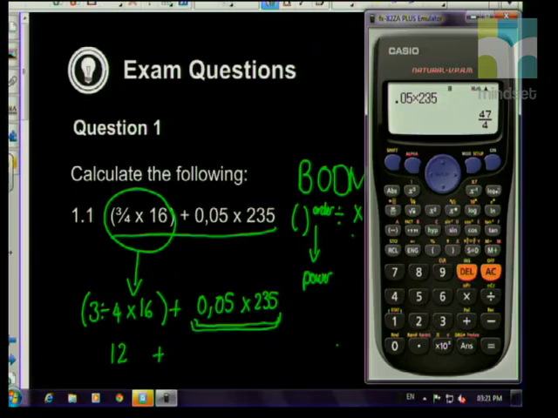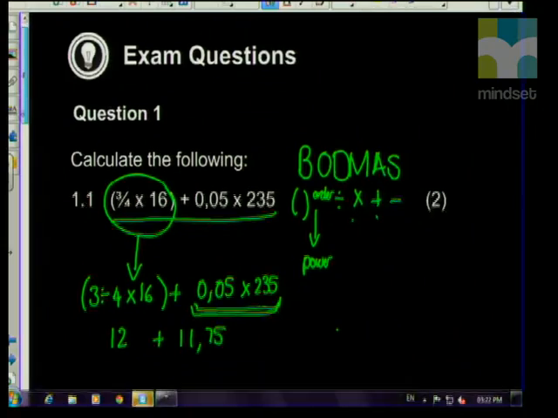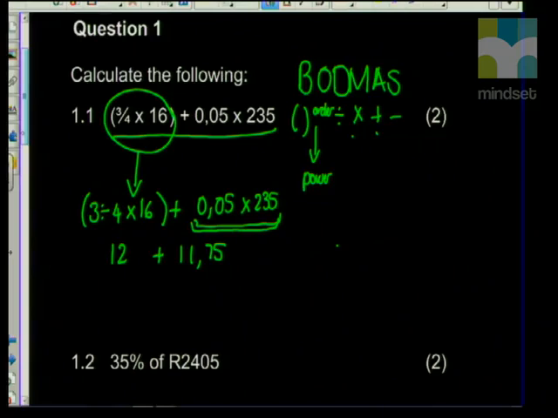And that doesn't give us a very nice answer, so I'm going to do it in decimal form, and that gives us 11,75. When I add these two together, if I add 12 and 11,75, I will get 23,75 as my final answer.